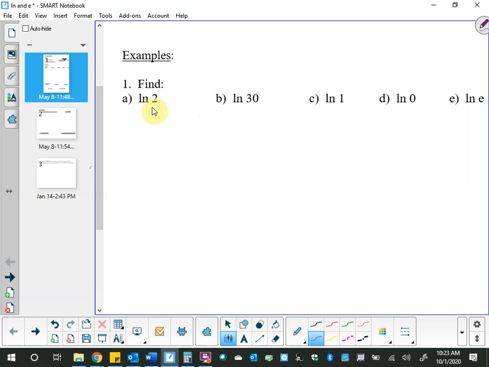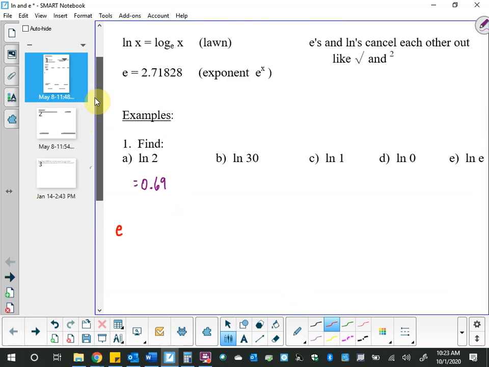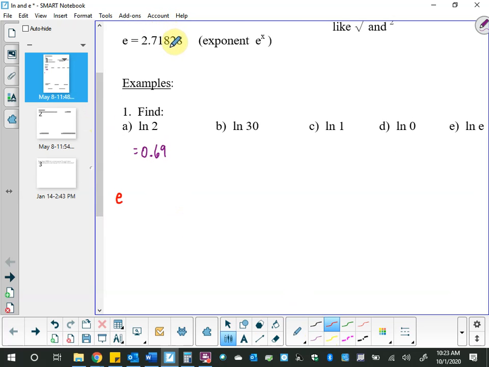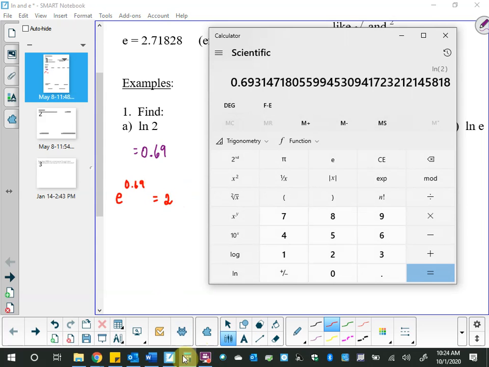First, I'll write down the answer. What that means is that if you take the number e, 2.71828, and use an exponent of 0.69 on it, you will get an answer of 2. Now that will be approximate because that's approximate, and we round it.